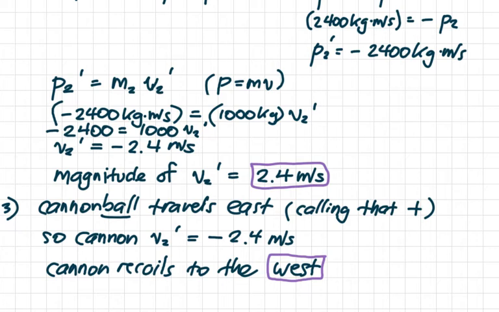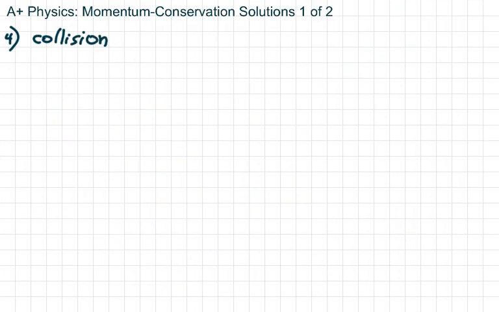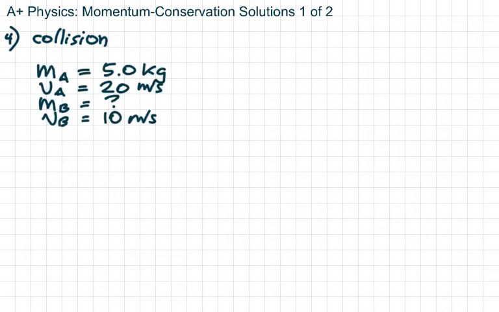And here's numbers 2 and 3. All right, let's move on to number 4. So number 4, we're dealing with a collision between two balls A and B. So let's write down the masses and velocities. Before the collision, we have a 5 kilogram ball. That's a heavy ball, going 20 meters per second, collides with ball B, which is unknown mass. We don't know its mass, and it's traveling in the same direction with a velocity of 10 meters per second.